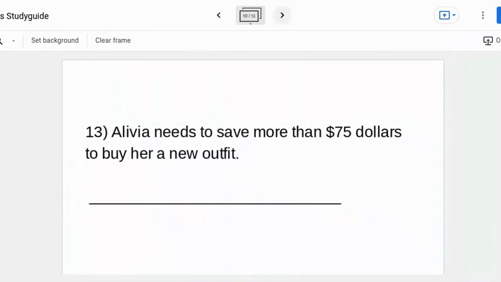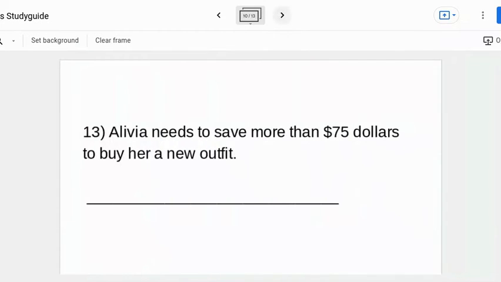Okay, moving on to number 13. Olivia needs to save more than $75 to buy her a new outfit. I'm going to use D for dollars, but again, you can use any variable. 75, and it says more than, right? So not equal to, just more than. So D is greater than 75.